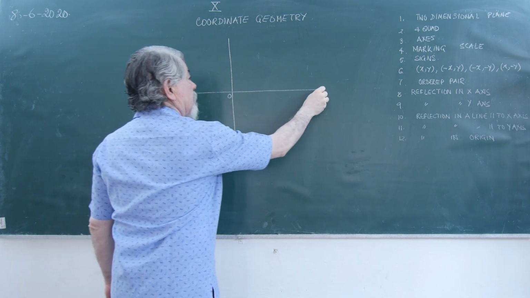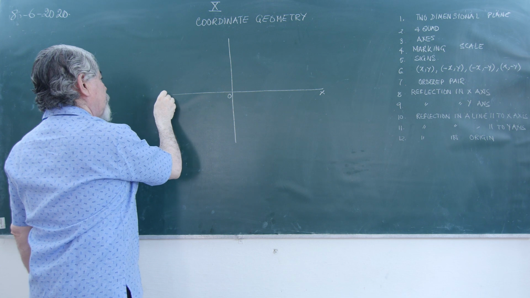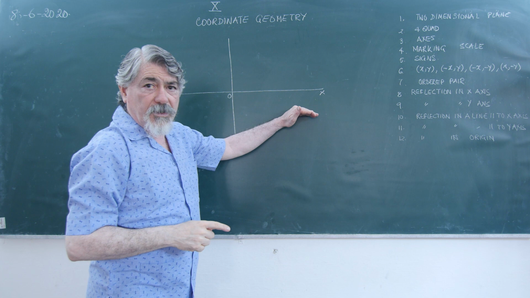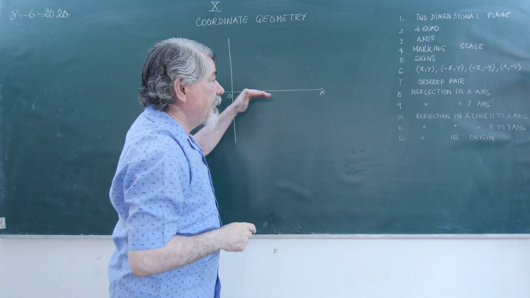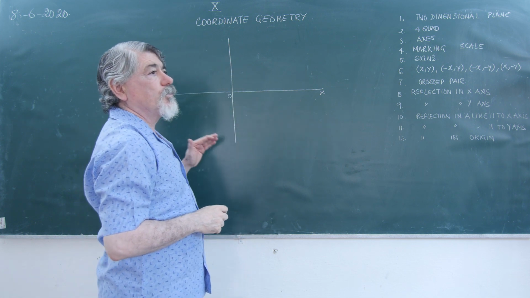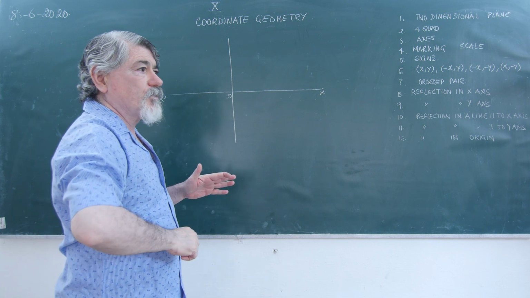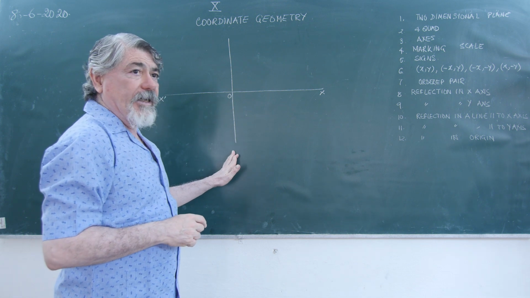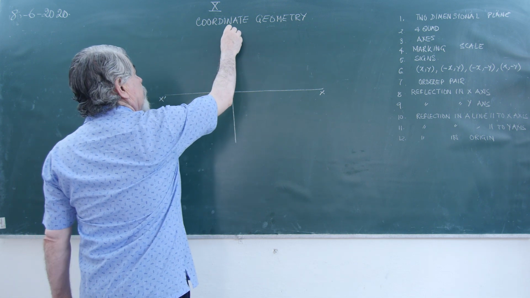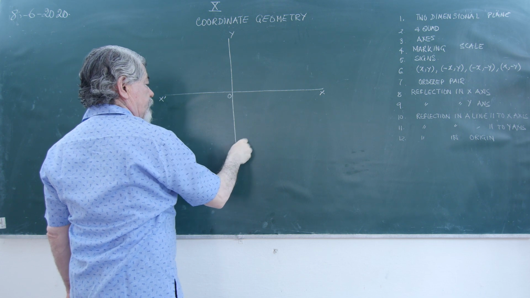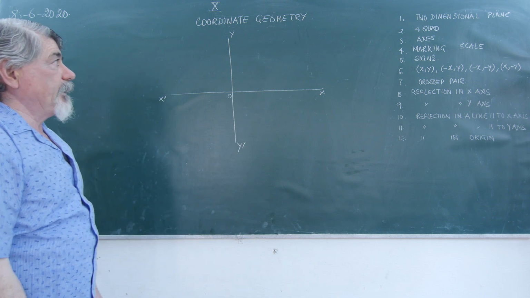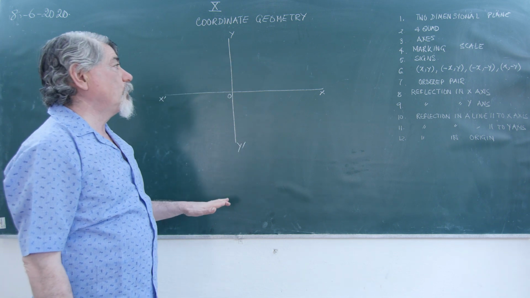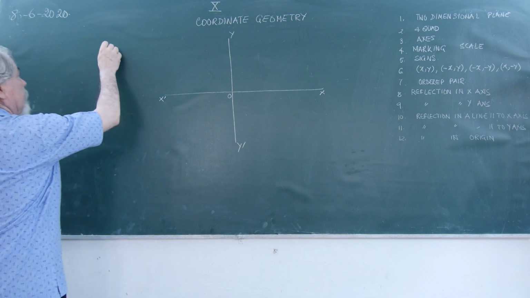One is X dash OX, which is called the horizontal line. It is also called x-axis. It is also called abscissa. Another is the line which is perpendicular to it, which is YOY dash. These two perpendicular lines are called axes taken together.